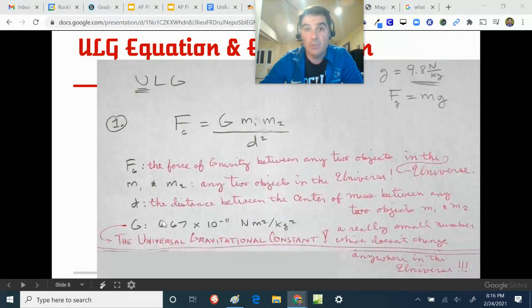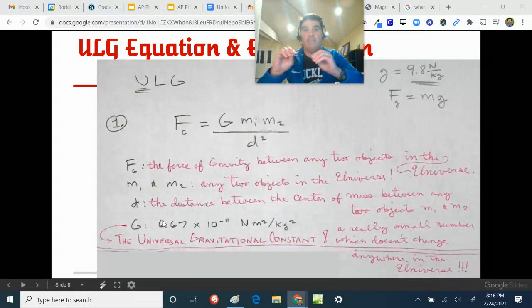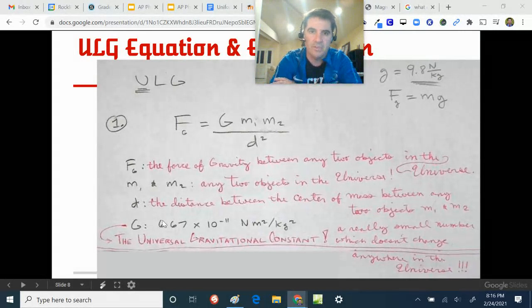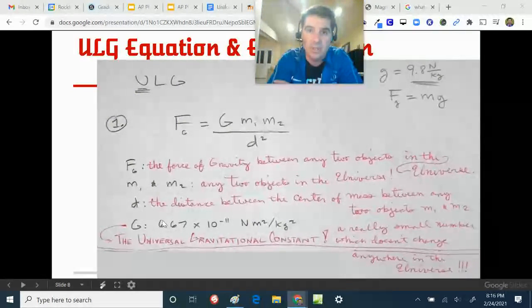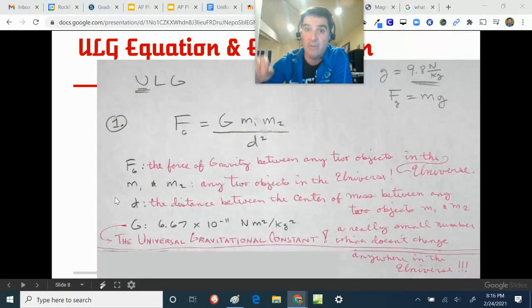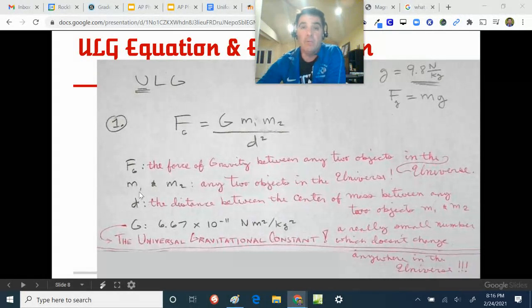G is what's called the universal gravitational constant, and it's the same everywhere in the universe because it's the universal gravitational constant. It's not like the local gravitational constant. It is a very, very small number, 6.67 times 10 to the minus 11th. That's a very small number, and it works anywhere in the universe. 9.8 newtons per kilogram works on the surface of the Earth. That equation works on Earth or Earth-sized planets, but this one works between any two objects attracting each other anywhere in the universe. Okay, moving on.